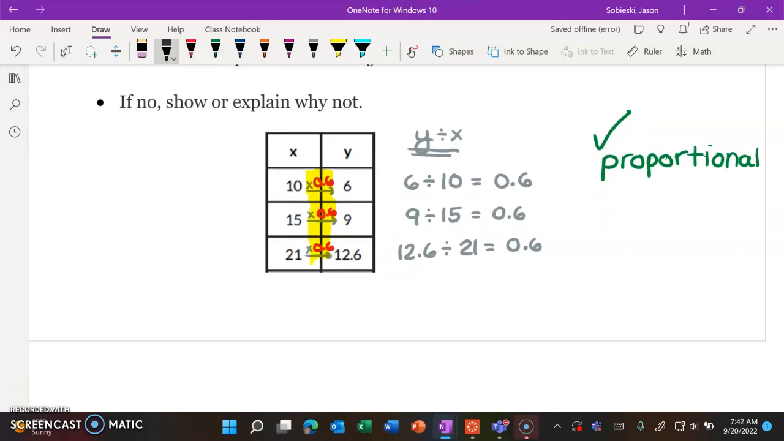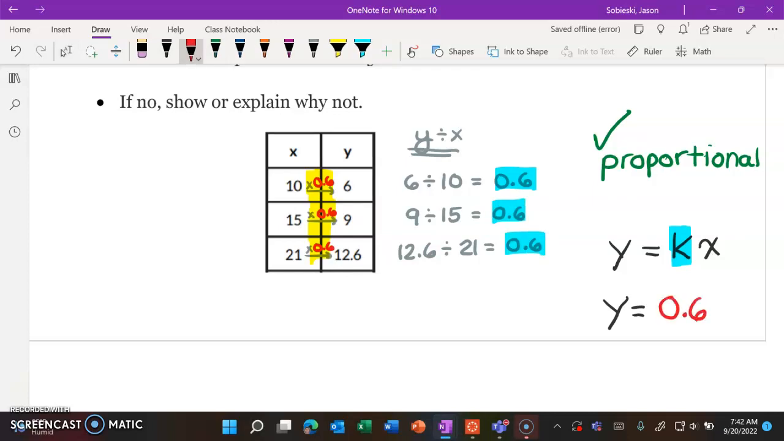So again, we know the form is always y equals kx. We need to double check, are we supposed to be using x's and y's? We are, so we're good. The only thing that we're going to need to plug in is that k value, which again you found was 0.6. So our final equation for this, y equals 0.6x would be your answer.